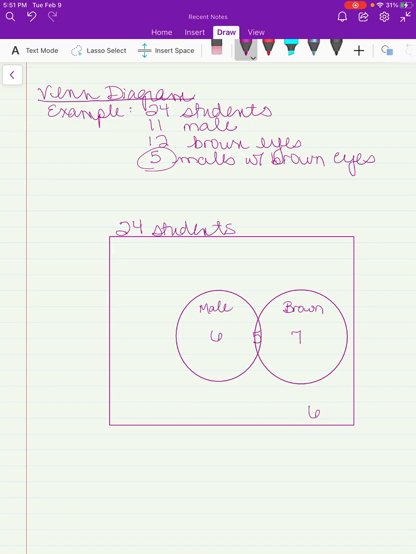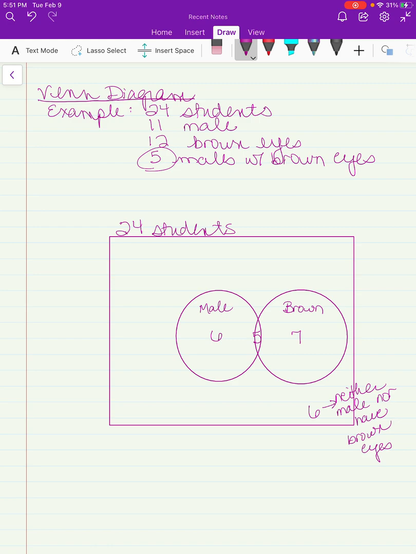So there are 6 people, and those 6 are neither male nor have brown eyes. So the key in creating a Venn diagram is you always have to start in the middle with the intersection. And then the total male is 11, so I had to subtract 5 from 11 to get 6. The total brown was 12, so I had to subtract 5 from 12, and that's where the 7 came from.